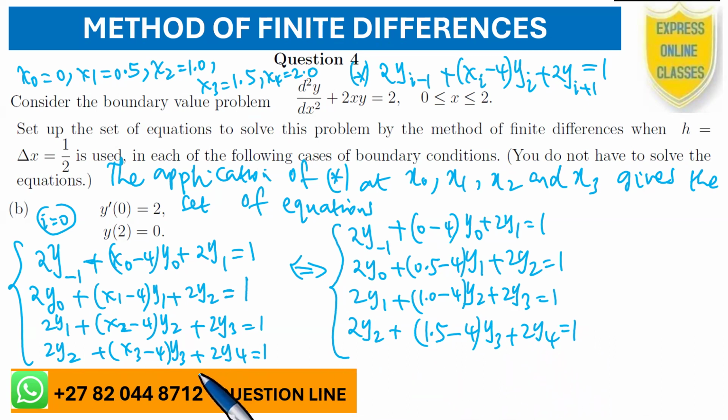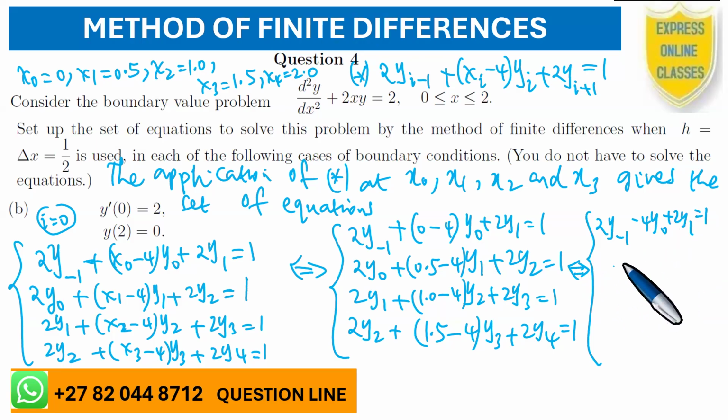Now, if you have this here, let us simplify these together. At this point, 0 minus 4 is minus 4y0, 2y1 equals 1, which is 2y0, and 0.5 minus 4 is minus 3.5 y1, y2 equals 1. Then you have 2y1, 3.0 y2.